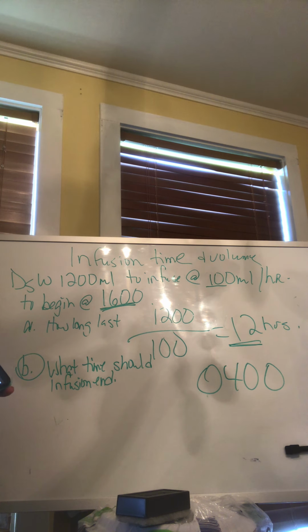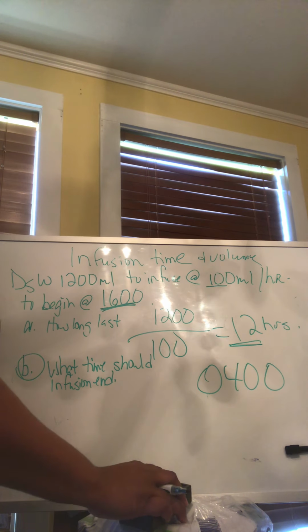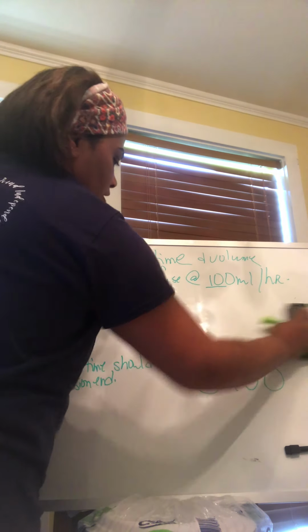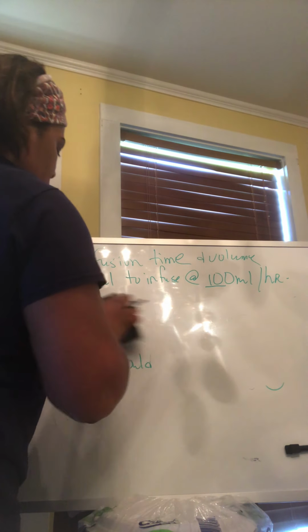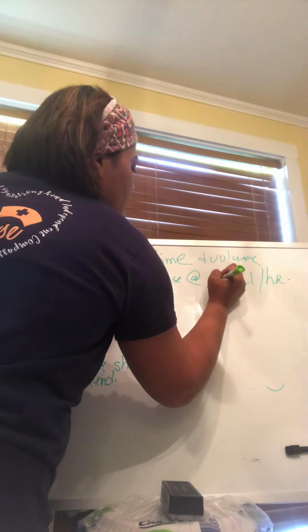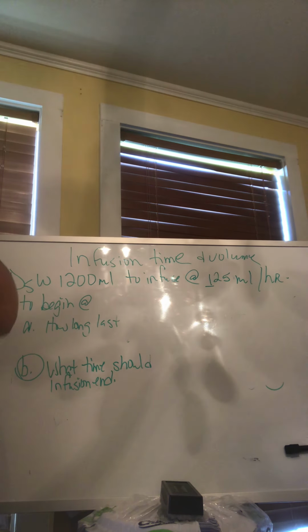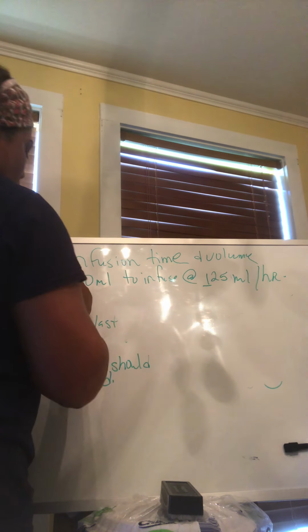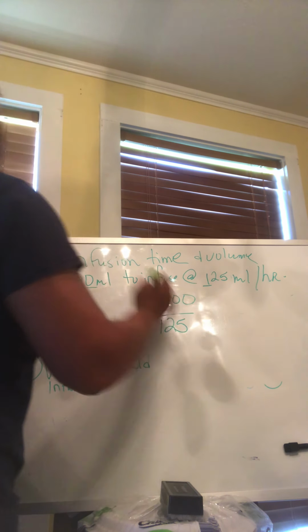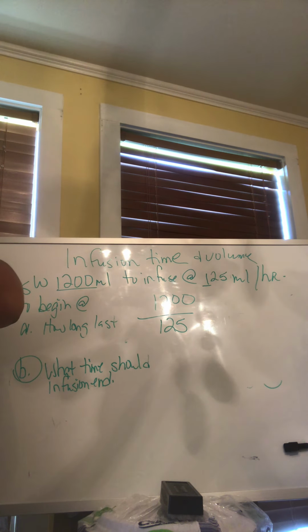Just that simple, okay? If I changed it to say this was infusing at 125 milliliters an hour, all we have to do is plug in our formula. Again, we have 1,200 over 125. We plug that into our calculators.